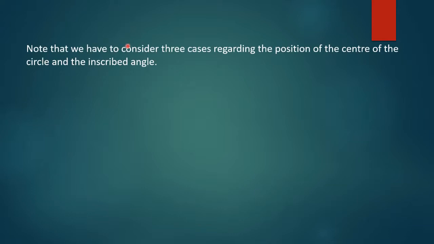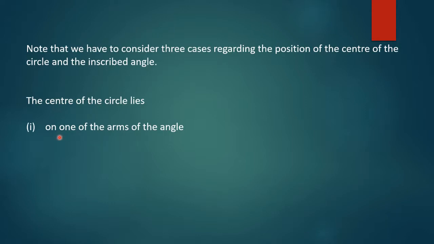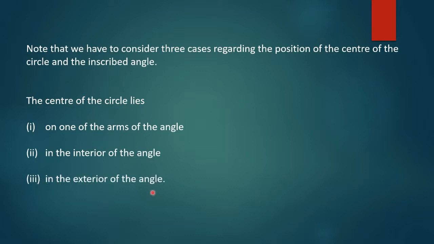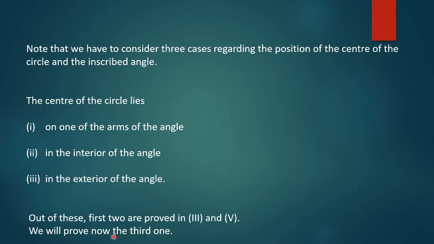Note that we have to consider 3 cases regarding the position of the center of the circle and the inscribed angle. The following are the 3 cases. The center of the circle lies first on one of the arms of the angle, second in the interior of the angle, and third in the exterior of the angle. Out of these, the first 2 are proved in the previous part, that is 3 and 5. Now, we will prove the third one, that is, if the center of the circle lies in the exterior of the angle.